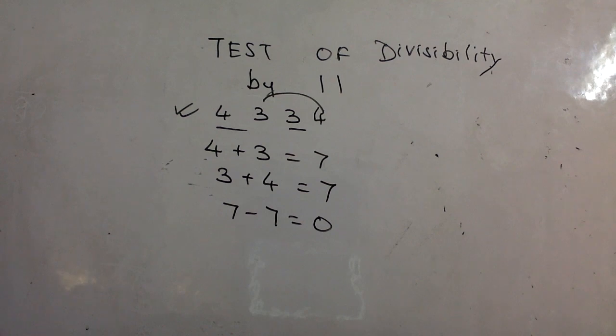You can find these sums in your textbook, in the chapter whole numbers. Many books have it as playing with numbers, many books have it as factors and multiples, many books will have it as whole numbers. You can check where you have the test of divisibility, and there are simple questions there.